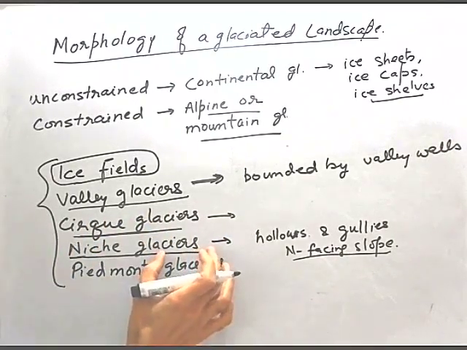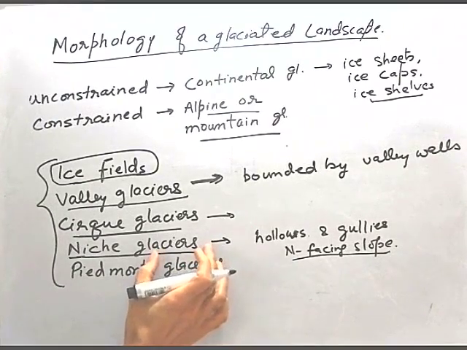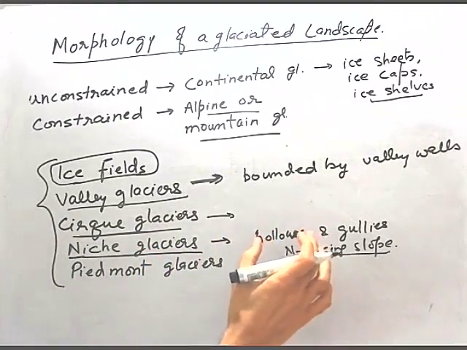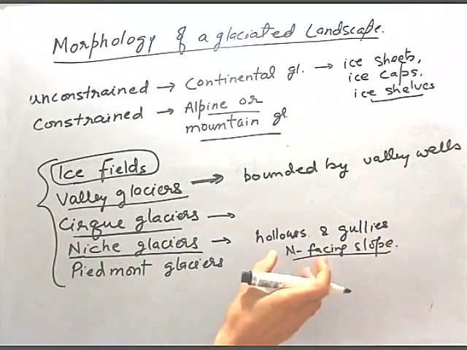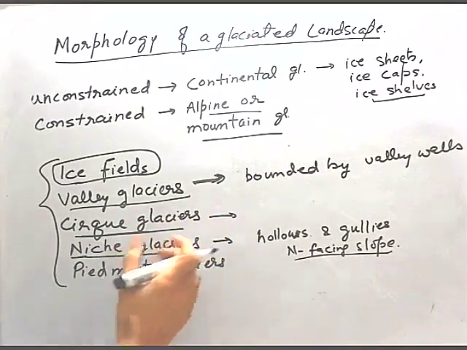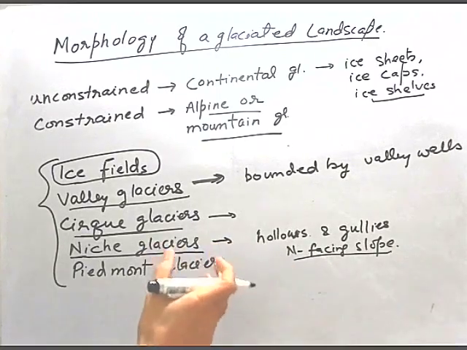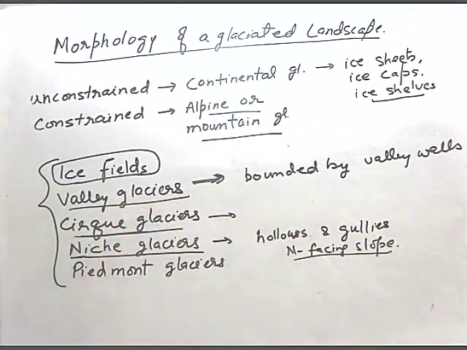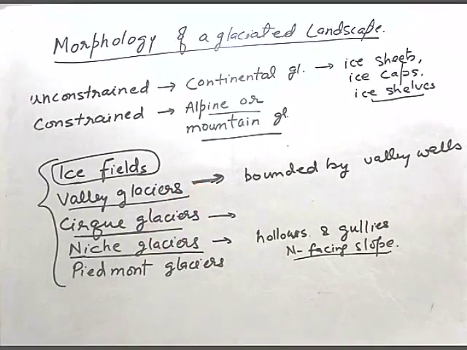In a non-glaciated landscape, if because of climate change the accumulation of snow begins to happen, it will initially take place in the hollows and gullies on the north-facing slopes. Eventually this will develop into cirque glaciers, because the ice in these deposits will abrade at the base and enlarge these hollows and gullies, and ultimately it will develop into cirque glaciers. Cirque glaciers will ultimately flow down into valley glaciers.